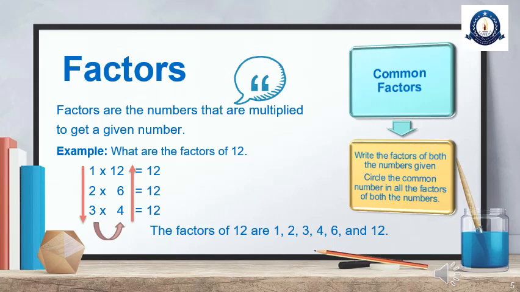Now one question is, how to find common factors. To find common factors, we need two numbers. The first step is to write the factors of both numbers given. The second step is to circle the common numbers in the factors of both the numbers. It is easy to find. You will write the factors of both numbers and then circle the common numbers. In this way you will find common factors.